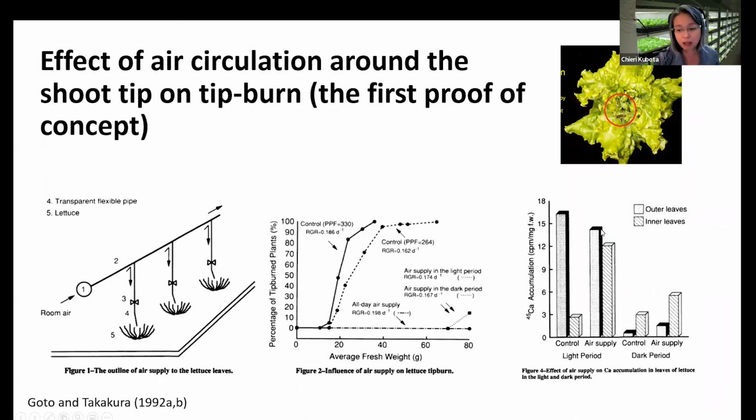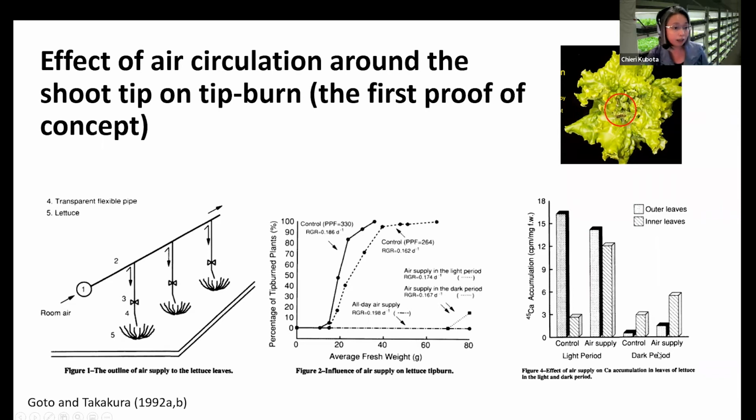If you have airflow targeted around the shoot tip, look at this increase, almost several times, and close to the level of outer leaves. So that is explaining why tip burn could be mitigated.